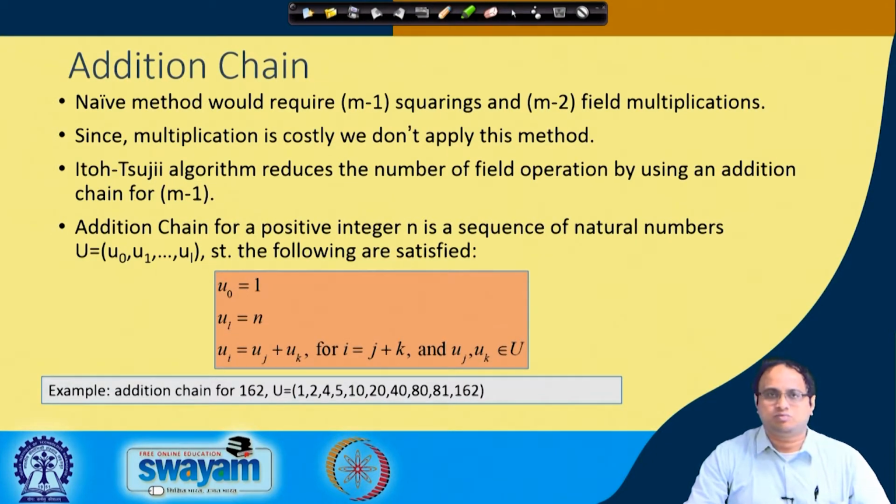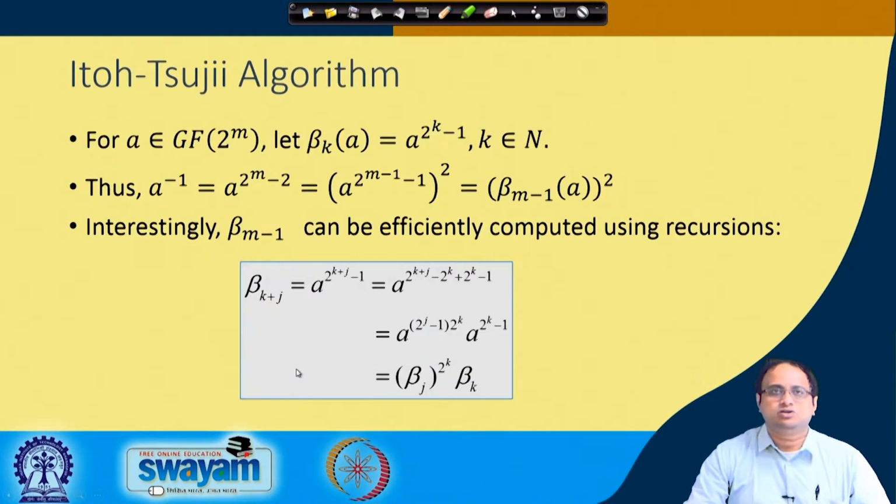Although it is a hard problem to find out what the optimal chain is, there are some propositions in literature which essentially give us efficient chains, which we can use to compute this multiplicative inverse.